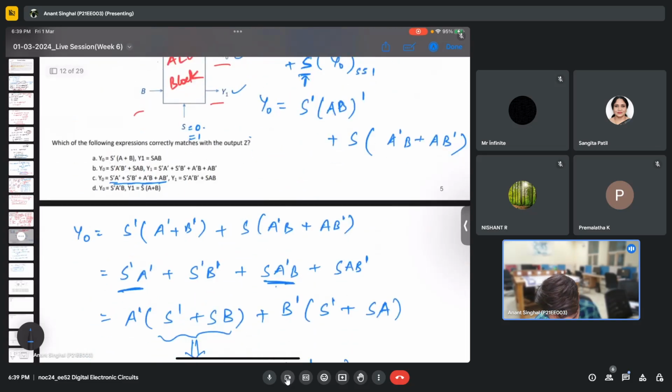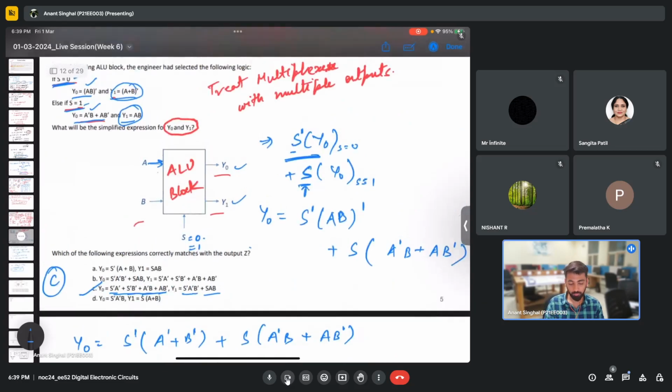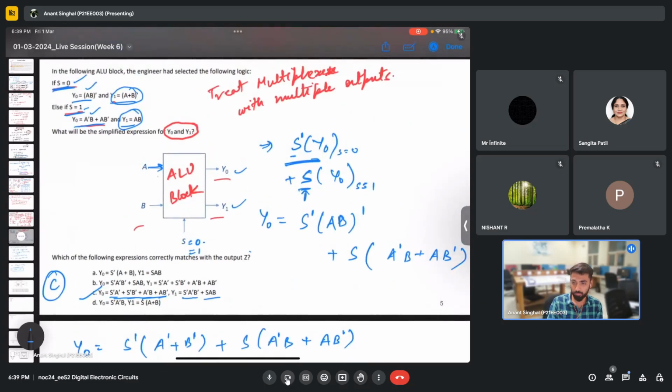So we can check in that option only. Yeah. So this is S complement A complement B complement plus SAB. So option C is the correct answer here. This is how they frame the ALU questions, I guess. This is similar to your assignment problems also.